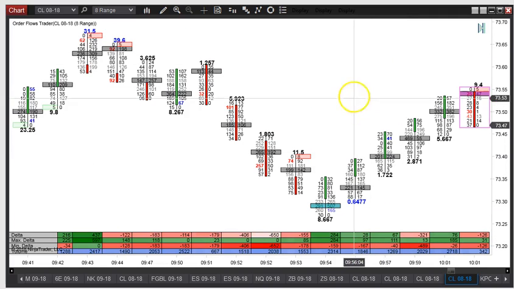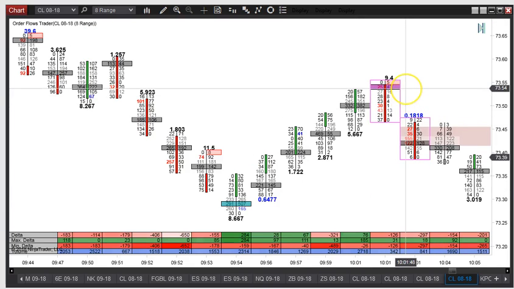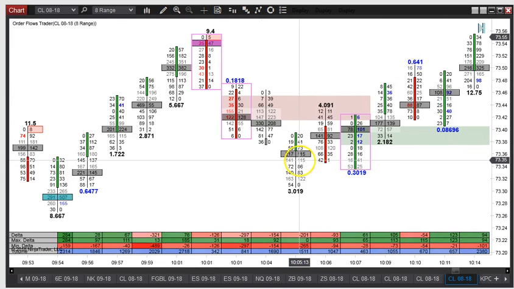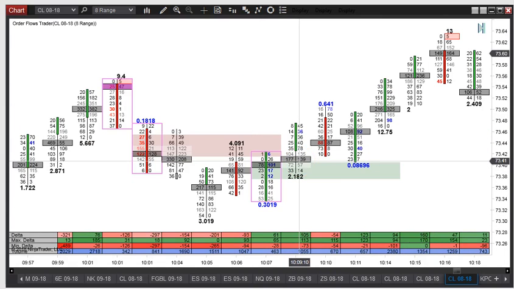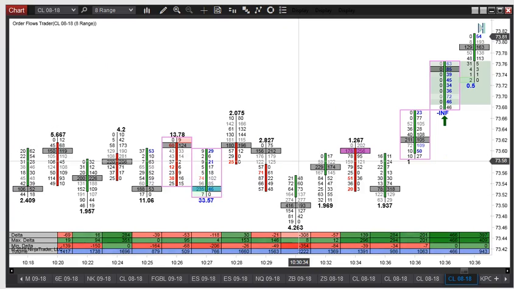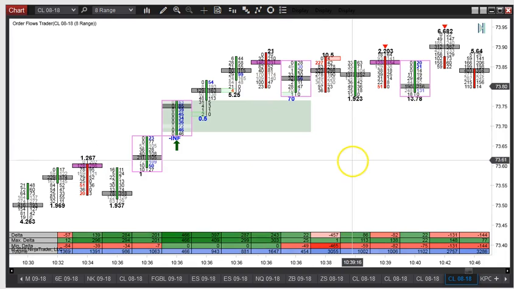Again, another prominent point of control. No divergence on this one. Rally up to an area where you got another prominent point of control. You got a bullish prominent point of control. Rallies up to a bearish prominent point of control. Market sells off. A bullish one that fails, a bearish one that fails.